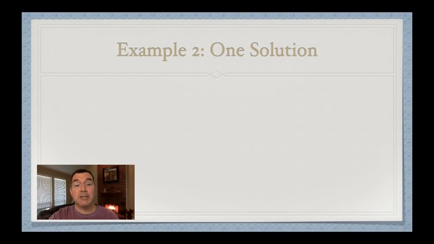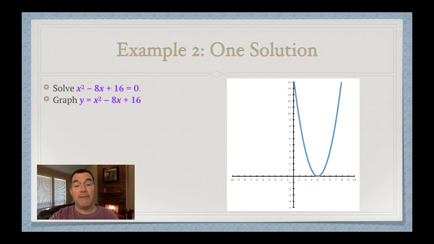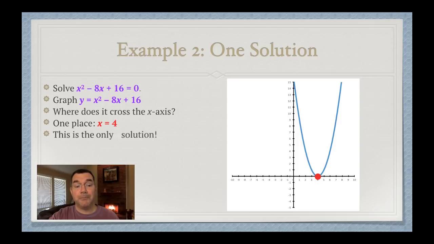All right, the next situation that could possibly happen is that you only have one solution. Okay, so for example, we are going to solve x squared minus 8x plus 16 equals 0. And I'm going to start the same way I started the other one, and that's by graphing y equals the expression that's on the left. Y equals x squared minus 8x plus 16, and that's what the graph looks like right there. And as you can tell, it only crosses the x-axis in one place, right there, at x equals 4. So that is really the only solution to the original equation that I was given.